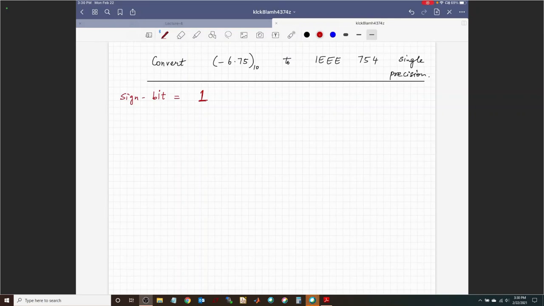How about 6? How should I represent 6? Well, that's simply going to be 1, 1, and 0. Brilliant. How about 0.75? 0.11, right. I need a half and I need a quarter. Now, if I combine the two, 6.75 can be represented as 110 binary point 11. And after that, there are a bunch of zeros.